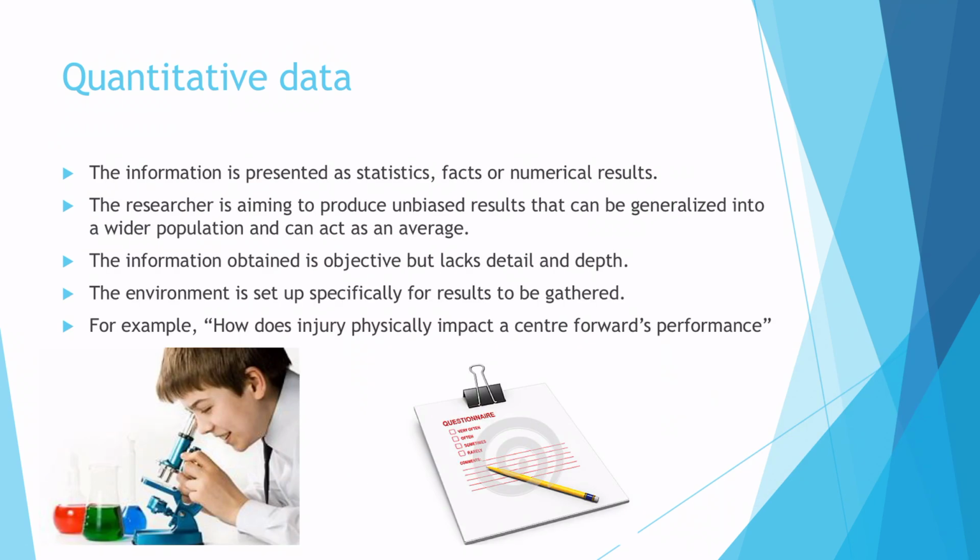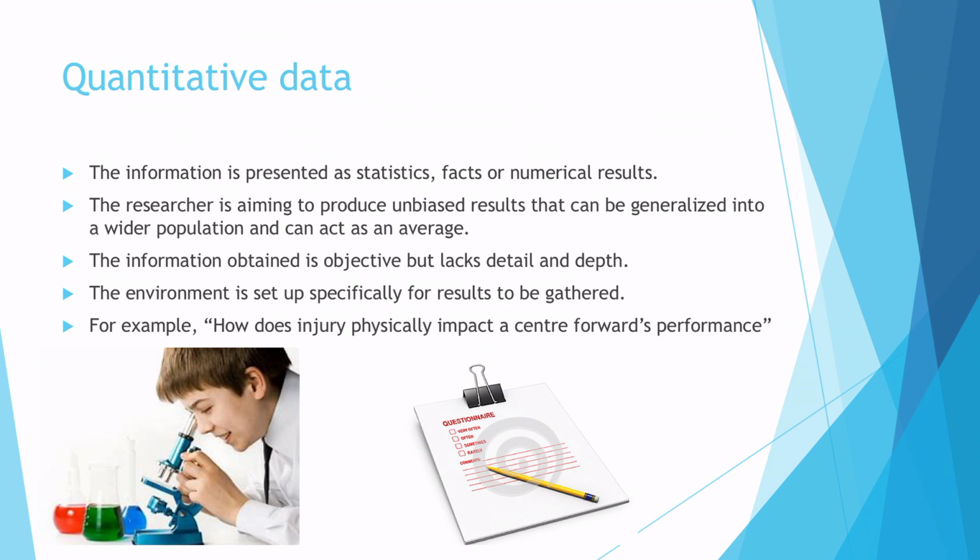Now we're going to talk about quantitative data. This is where the information is presented as statistics, facts, or numerical results. In sport, this is the most popularized type of data as it puts a figure onto the performance of the athletes and it doesn't really focus on why they are doing things, which qualitative data would do.